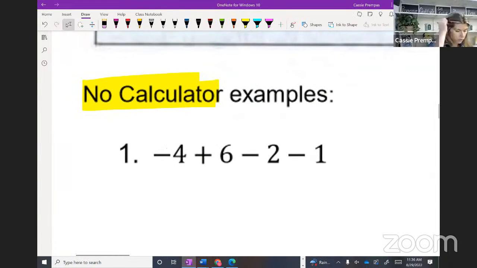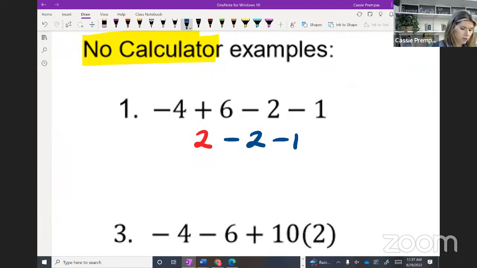Number 1, hopefully this is a warm-up question. You can work left to right, or if it's just addition and subtraction, you can work in any order that you'd prefer. But keep in mind that when the signs are different, you subtract and keep the sign of the bigger number. So if I'm moving left to right here, what is -4 plus 6? Close. +2, awesome. So I'd have 2, and then I have -2 minus 1. So 2 minus 2 would give me 0, and then 0 minus 1 creates -1.